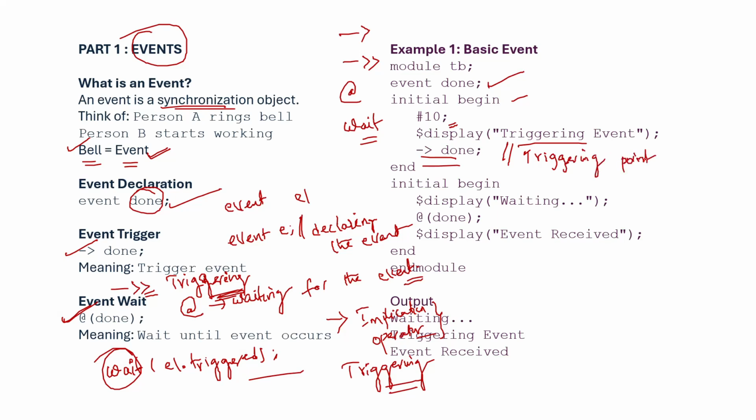And then initial begin, $display "waiting", @done. So one thing you need to observe here: the triggering of the event happens after a 10 delay. Before that, I am waiting here. This is the waiting condition. You are waiting at t equal to 0 time only, waiting for someone to trigger the event, right?